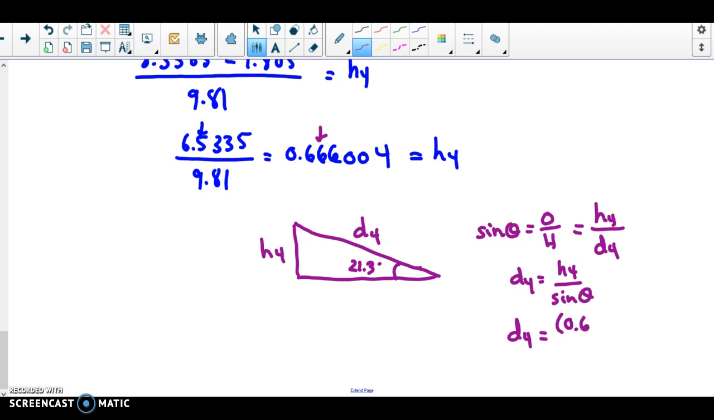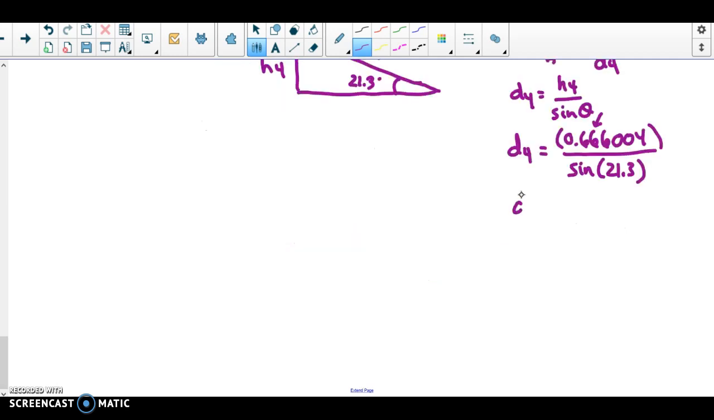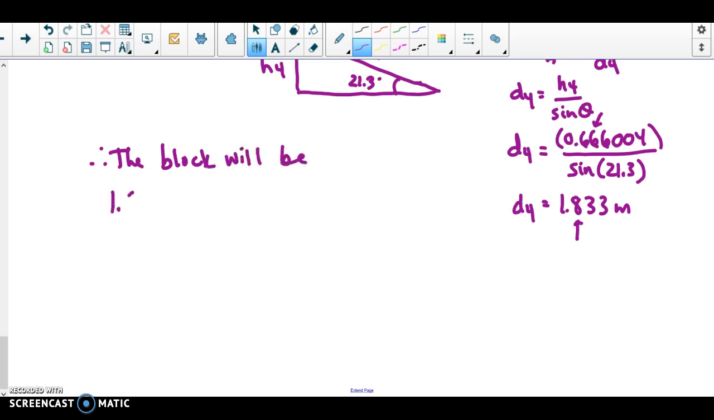h4, 0.666004 divided by sine of 21.3. My final answer will have 2 significant figures, and that answer ends up being 1.833 meters, so rounding to 1.8 meters. Therefore, the block will be 1.8 meters up the ramp at this time.